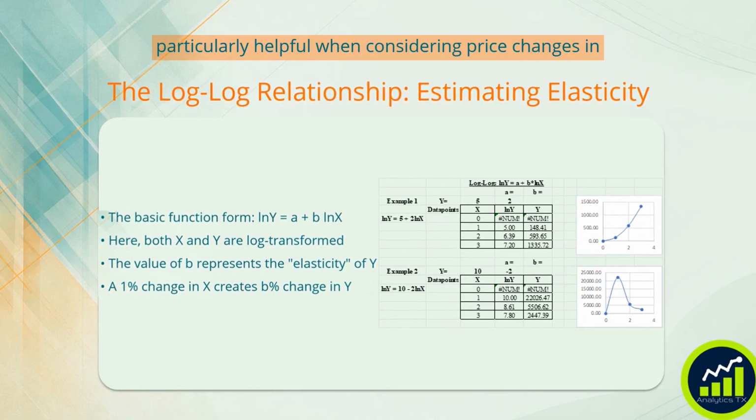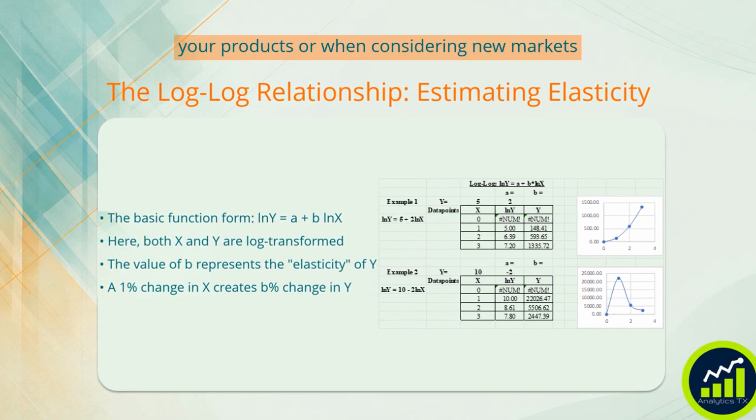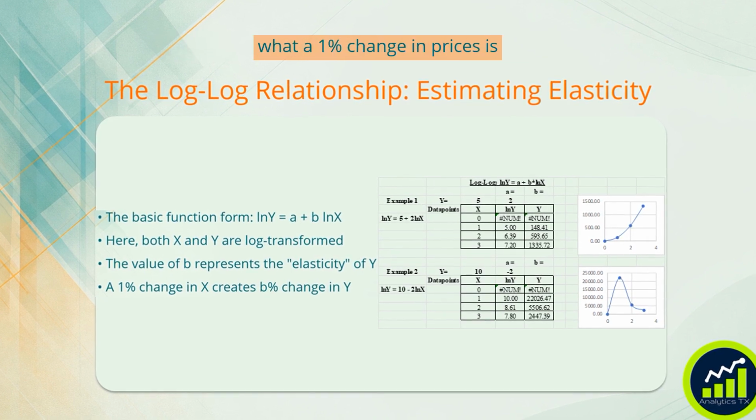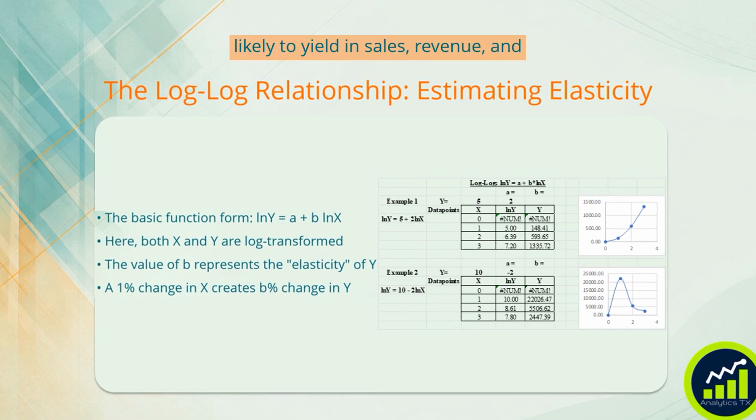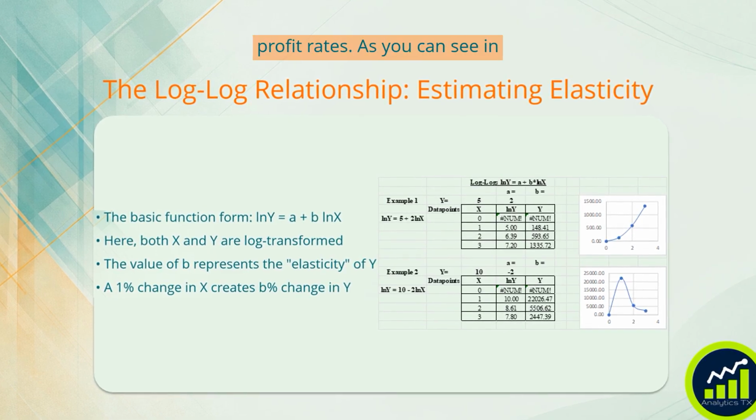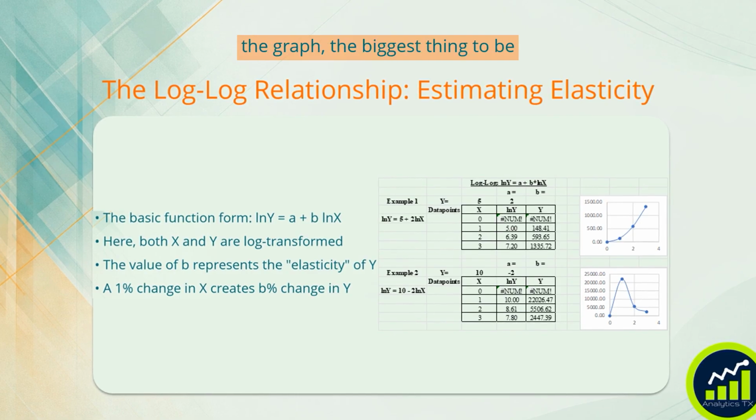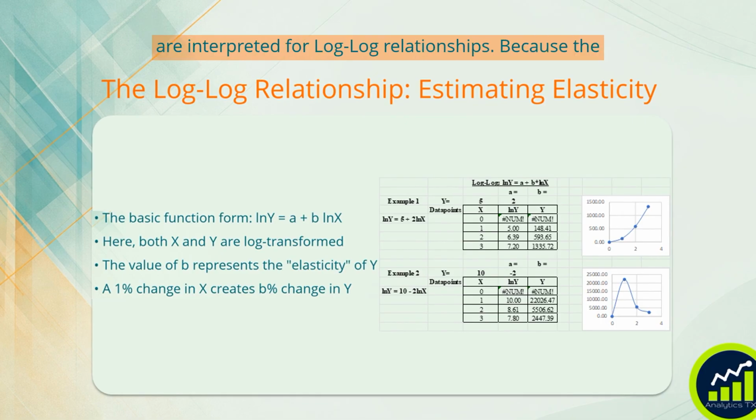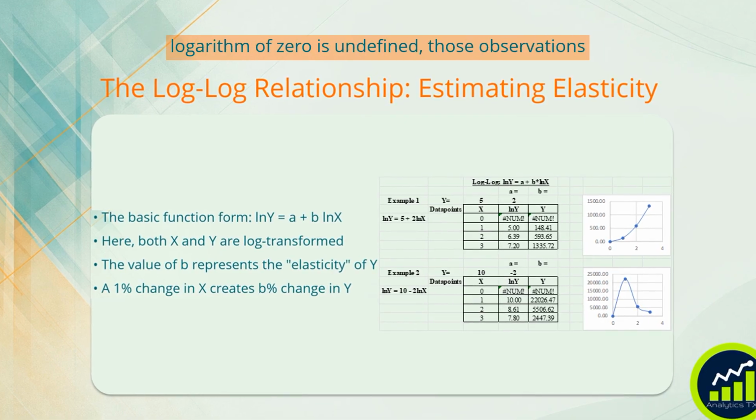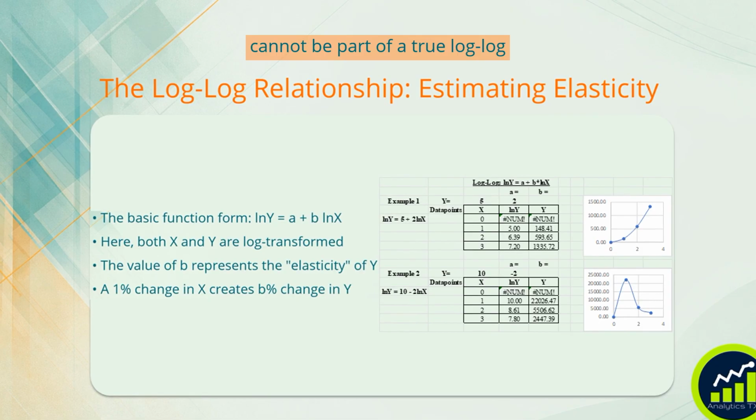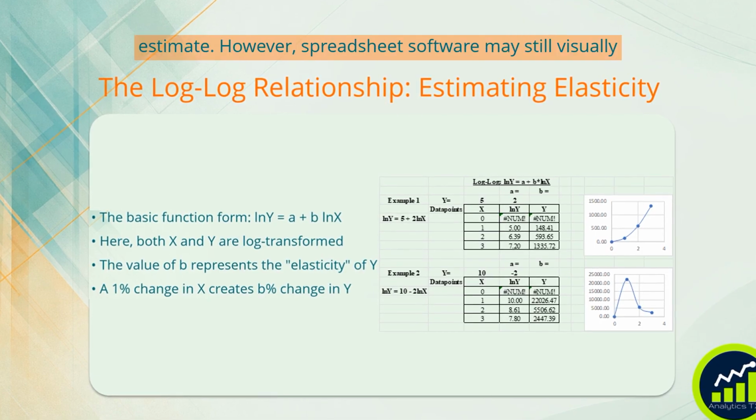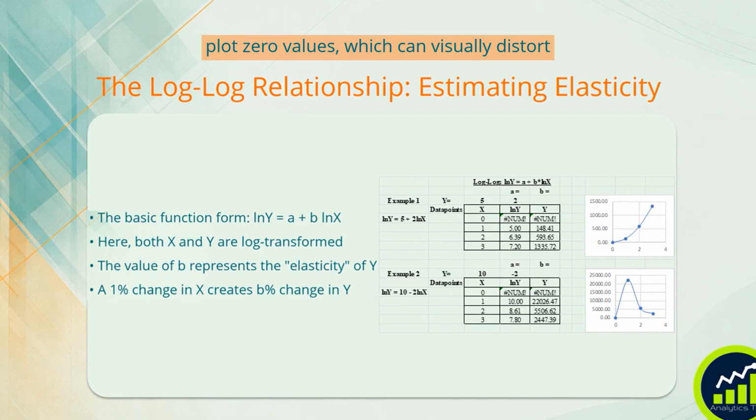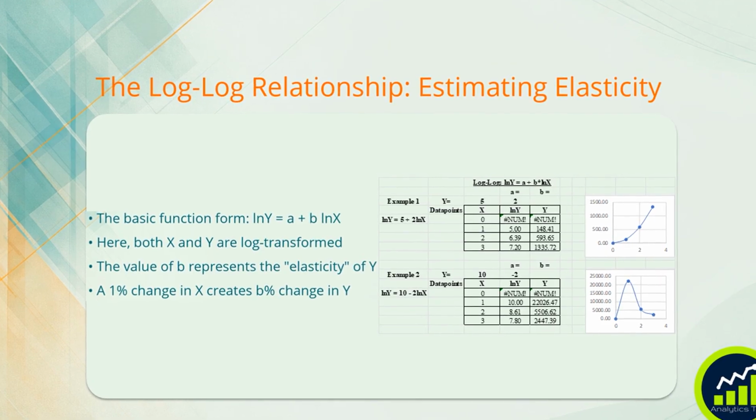This is particularly helpful when considering price changes in your products or when considering new markets for them. Elasticity allows you to identify what a 1% change in prices is likely to yield in sales, revenue, and profit rates. As you can see in the graph, the biggest thing to be careful about is how values of zeros are interpreted for log-log relationships. Because the logarithm of zero is undefined, those observations cannot be part of a true log-log estimate. However, spreadsheet software may still visually plot zero values, which can visually distort the apparent shape of the relationship.